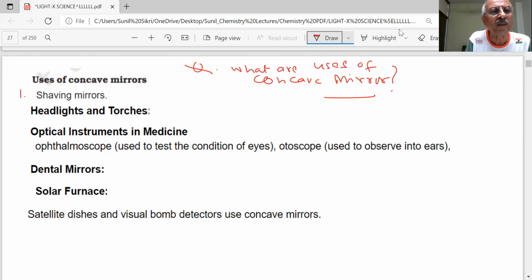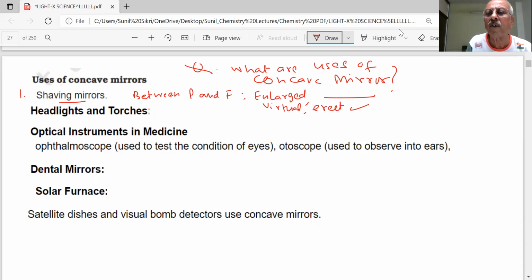They are used as a shaving mirror, just as I told you. Why a shaving mirror? Because if the object is between the pole and focus, what will happen? The image will be formed, and you have seen it. What type of image is it? Magnified, enlarged, virtual, and erect. Then in torches and vehicle headlights, what happens? If the light source is at the focus, the rays of light become parallel to the principal axis. Torches and headlights give reflected light that is strong and travels a longer distance.